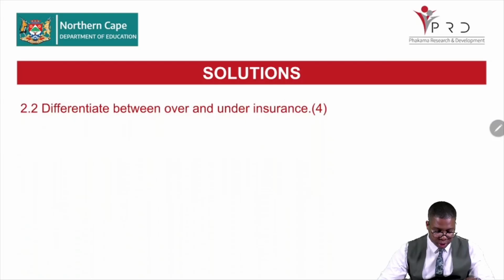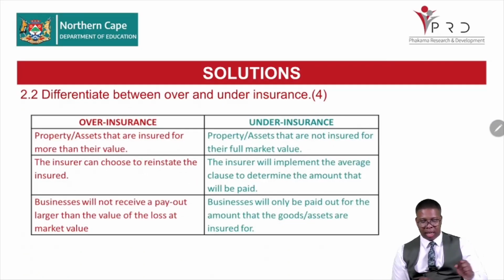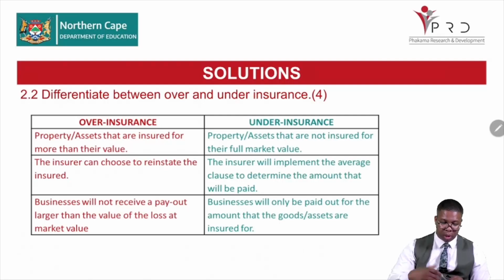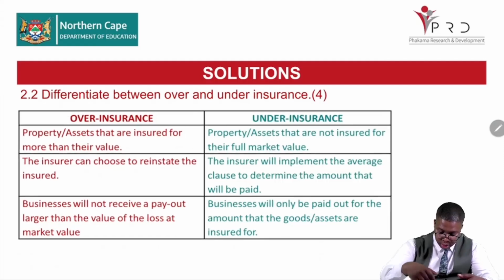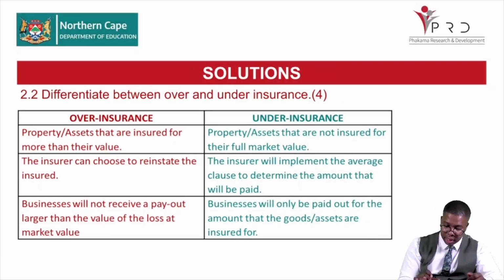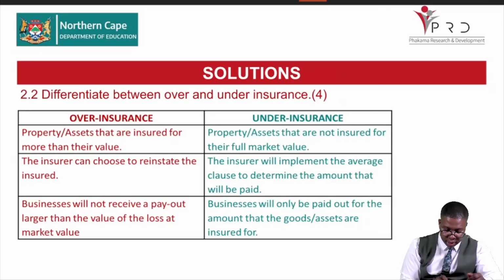Then we look into differentiating between over and under insurance. Over insurance, what do we mean by that? With over insurance, we are talking about the idea that property or assets are insured for more than their actual value. But with under insurance, property or assets are not insured for their full market value, while with over insurance, they are insured for more than their value.